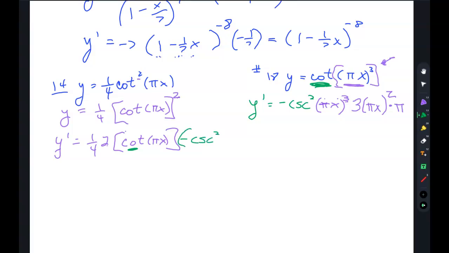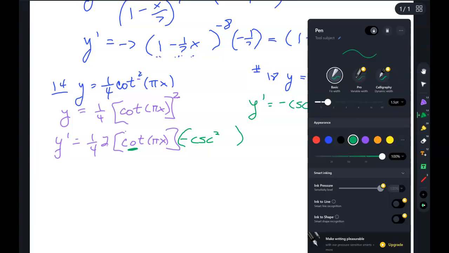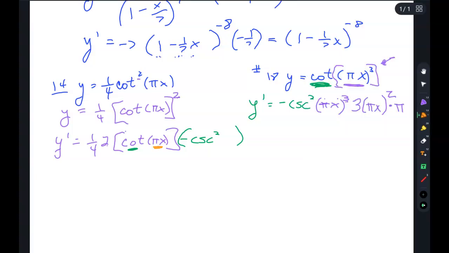Let's put the parentheses in, and then I know I need to carry along the angle, right? So I'm carrying along the pi x. Now, since I carried along pi x, I need to take the derivative of pi x, which is pi.